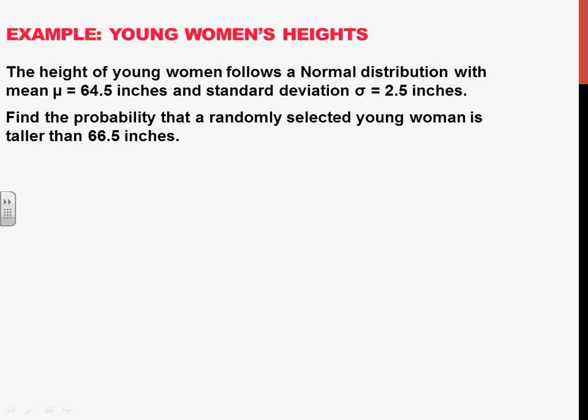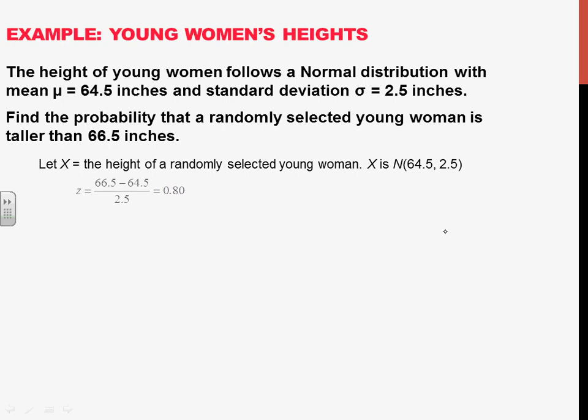Okay, so young women's height. The height of young women follows a normal distribution with mean of 64.5 inches and standard deviation of 2.5. So find the probability that a randomly selected woman is taller than 66.5 inches.